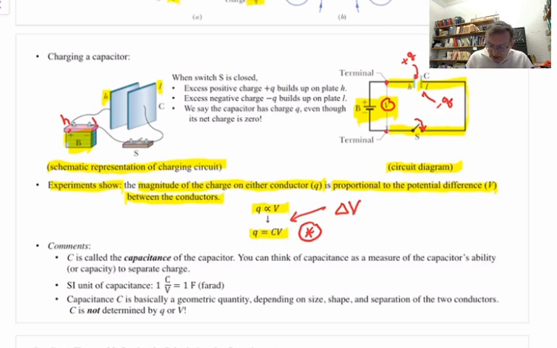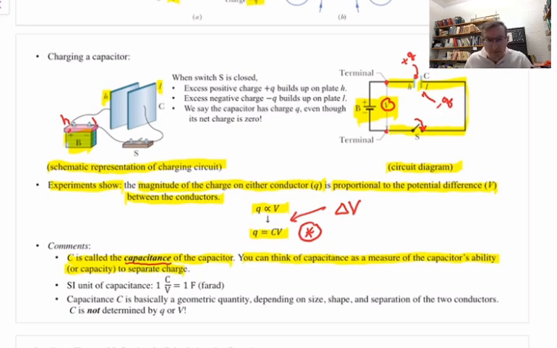Now, that proportionality constant denoted by the symbol capital C is a property of the capacitor called its capacitance. C is the property called capacitance. You can think of capacitance as a measure of a capacitor's ability or capacity to separate charge. A bigger capacitance means you'll get a bigger charge separation for a given potential difference.